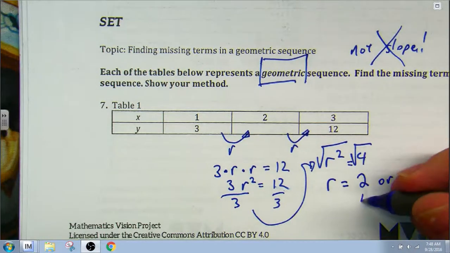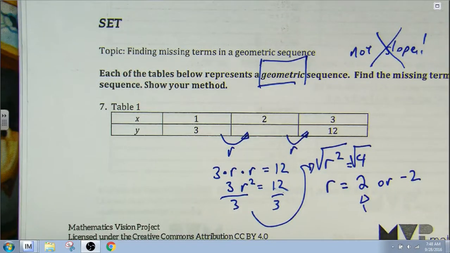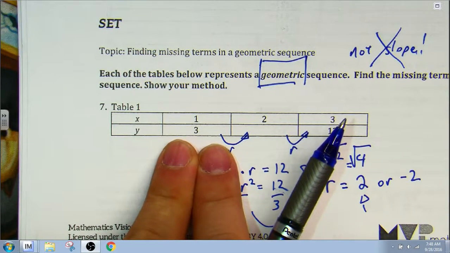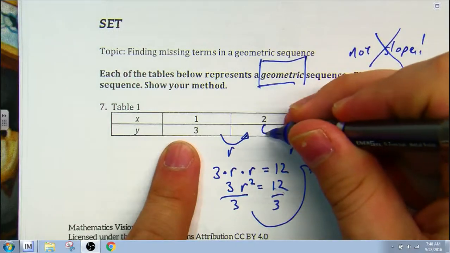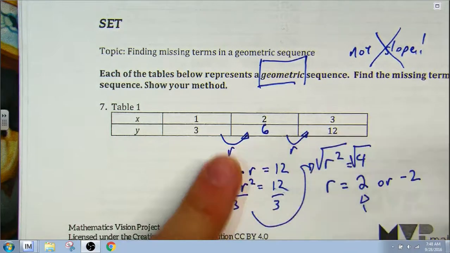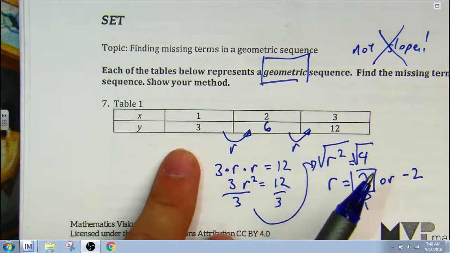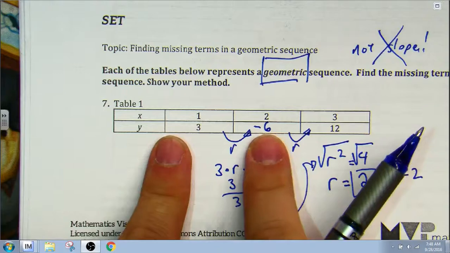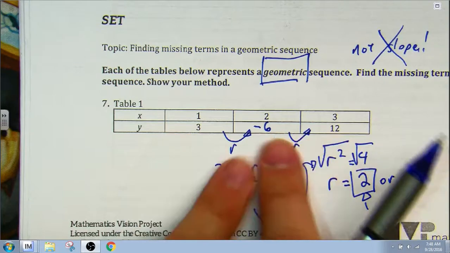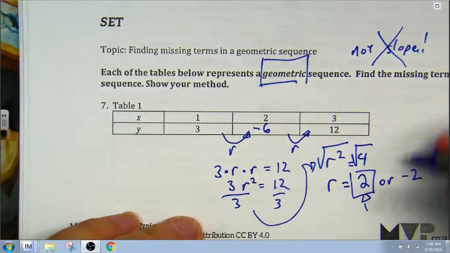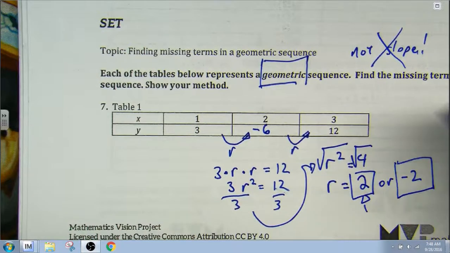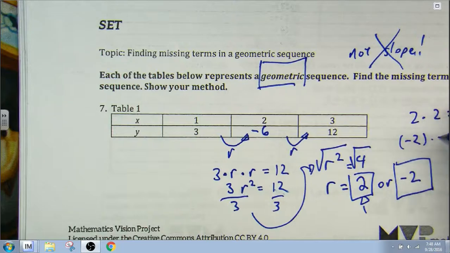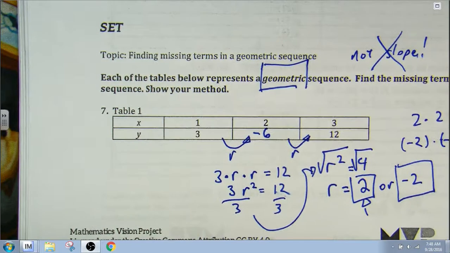I'd be happy if you just saw that it was 2, but I'm going to throw that negative 2 in there for a reason, because look at what happens. If I had r and I multiplied it by 2, I would get 6. If I multiplied 6 by 2, I would get 12, so I know that's correct. But what if I multiplied it by negative 2? 3 times negative 2 would be negative 6, and then negative 6 times negative 2 would be a positive 12. So actually both numbers work, because remember, while 2 times 2 equals 4, negative 2 times negative 2 will also equal 4.